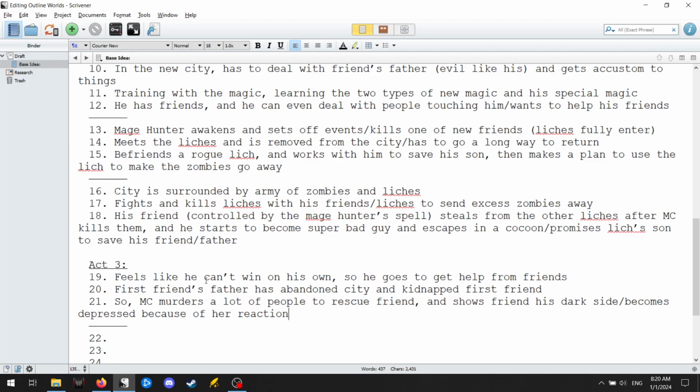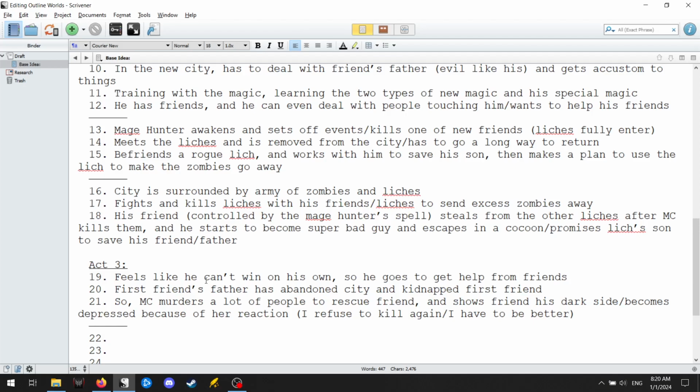This is kind of his darkest moment. I can never kill again, I thought I'd changed. Kind of a have-to-be-better point, but that's not really what's going to happen, clearly.